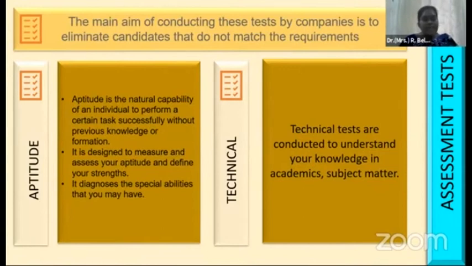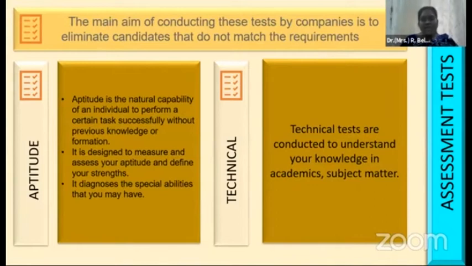Then there will be aptitude questions to check your language. Are you good in language? With jumbled sentences, are you thinking rationally whether everything is in the right order? Is there a spelling mistake? Are you thinking properly? I'll come to it a little later. It is designed to measure and assess your aptitude and define your strengths. It diagnoses the special abilities that you may have.